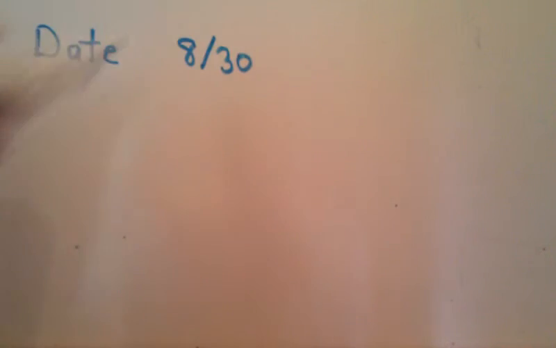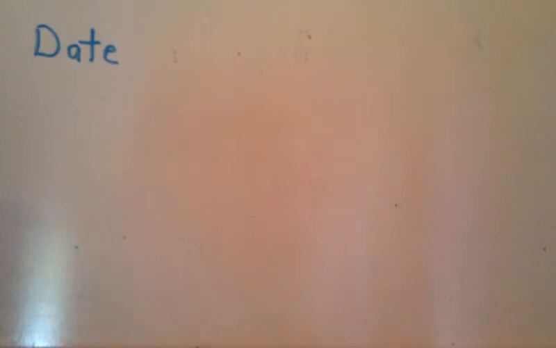So go ahead and write today's date. Do not write the word date. For example, if today's the 30th, then you would write 8/30, or you can write August 30th, whatever today's date is. Okay? And this is called Who Are You and What Do You Want?